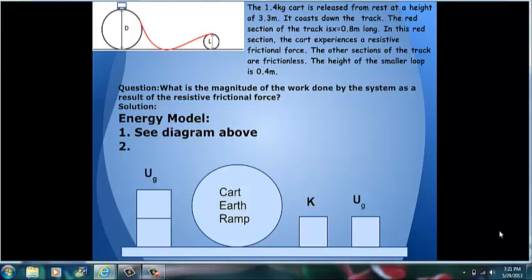The last question was, what is the magnitude of the work done by the system as a result of the resistive frictional force? The solution to this includes the energy model. So in my steps, number 1, you can see the diagram above. Number 2 is to draw bar graphs, and here you can see in the very beginning of the energy model you have potential energy, and then at the very end you have kinetic energy and also potential energy.